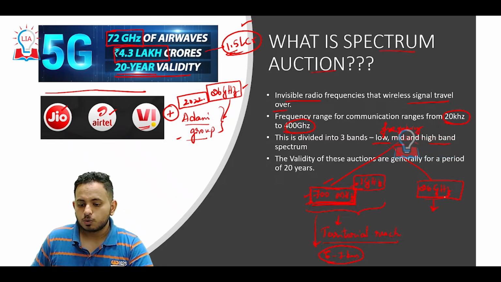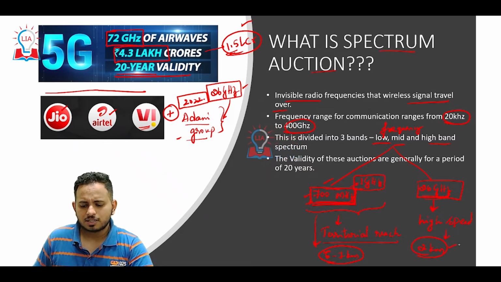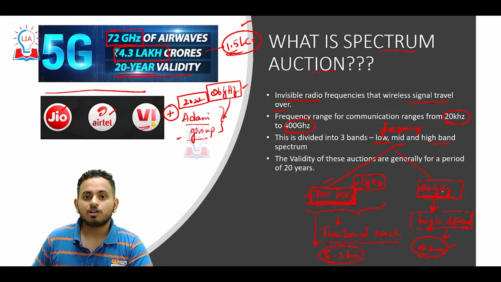So because of which it will be more concentrated, where 26 gigahertz spectrum will be used for high speed internet, and also it will not have the territorial reach. Probably it can go for 2 kilometers would be its territorial reach for the data center that the Adani Group is actually planning for its business. So this 26 gigahertz spectrum will be very crucial.